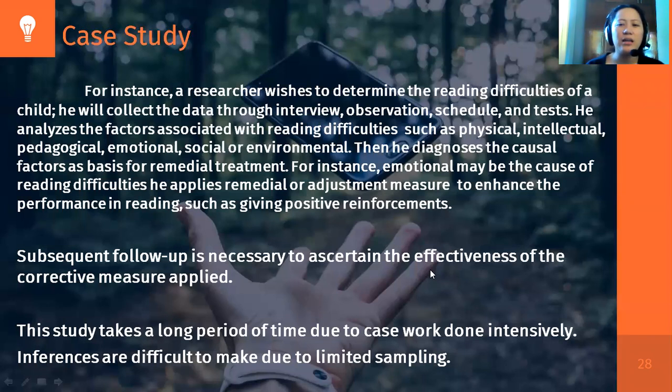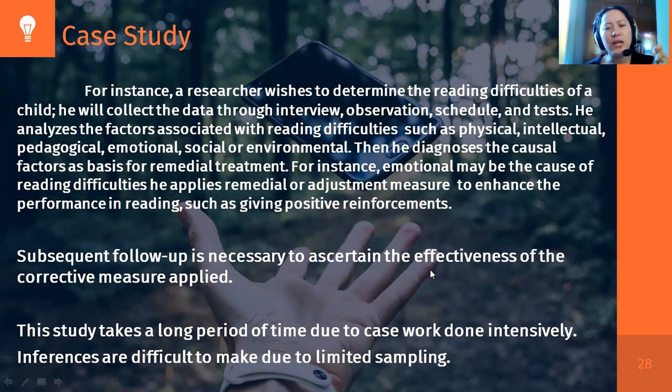So he analyzes the factors associated with reading difficulties, such as is it physical, intellectual, pedagogical, emotional, social, and environmental. Once he discovers or comes up with a result that this is the factor of the difficulty, then he will have a remedial treatment for that. So for instance, emotional may be the problem.